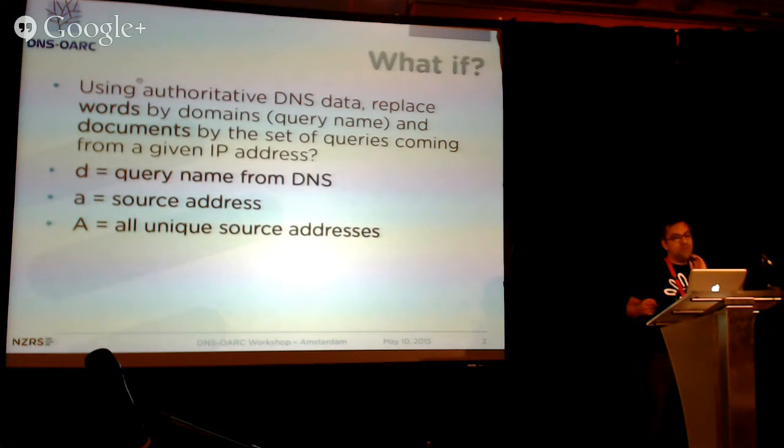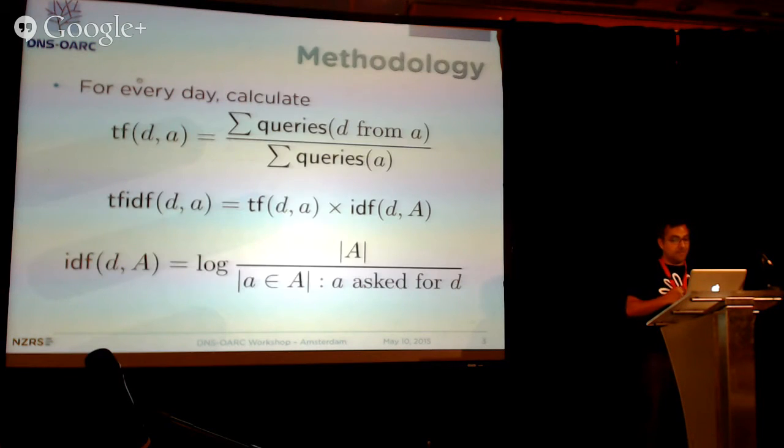So the point is, what if we try this on authoritative DNS data? Instead of words, we use a query name, and instead of documents, we use the set of queries sent by a given IP address. So from now on, D is a query name, lowercase a is a source address, and uppercase A is all the unique source addresses we see in the traffic. So, some mathematical formulas prepared with LaTeX.